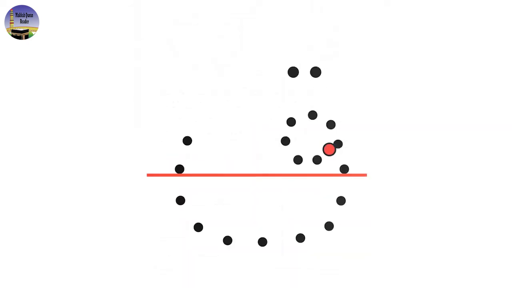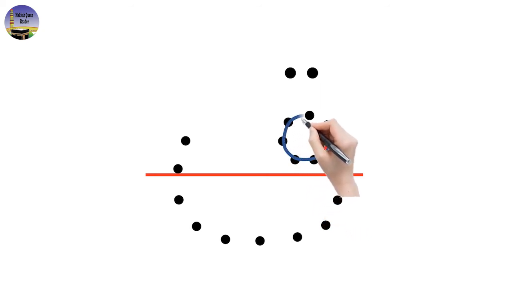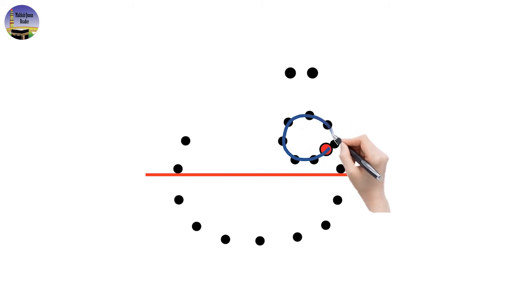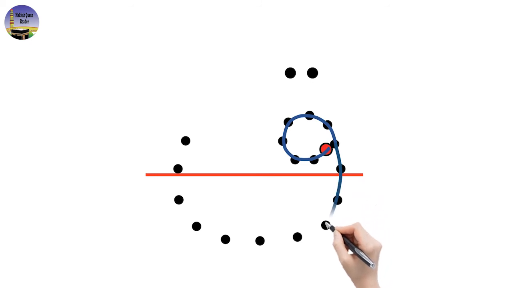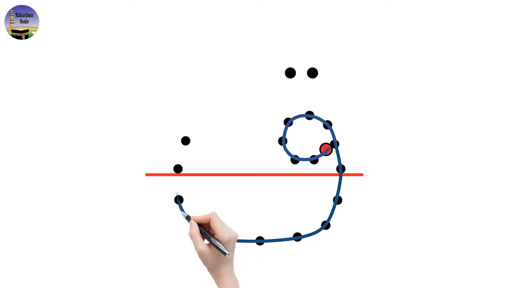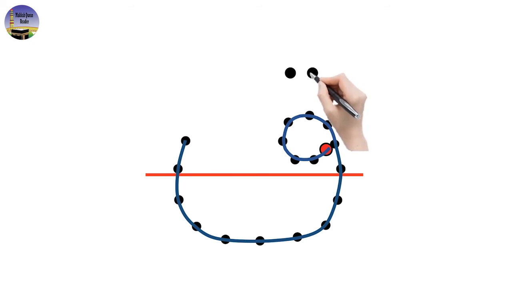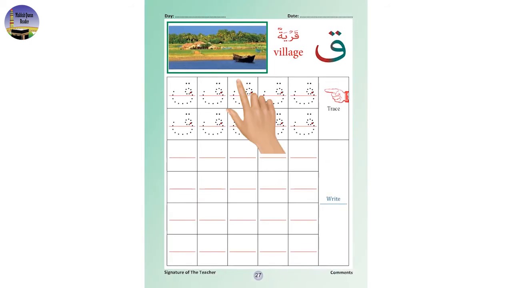Second one. Start from the red dot. Make a small circle above the line. Then go down. Make a big half circle. And put 2 dots above the letter. Qaf. Qaf for qaryatun. Qaryatun means village.